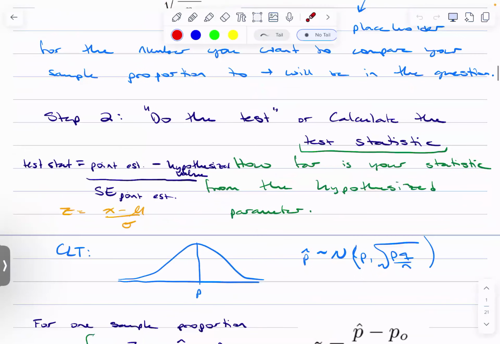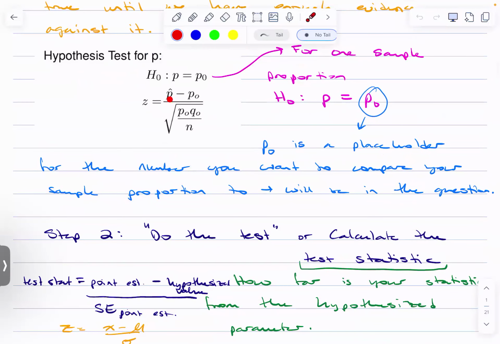Now, in general, a test statistic is going to have the form of a point estimate, so your best guess from your sample, minus the hypothesized value, divided by the standard error of the point estimate, okay? Which means that P hat is your point estimate, right? That's your best guess at what your population proportion P is.